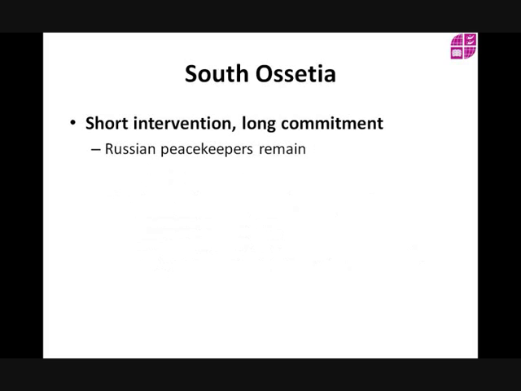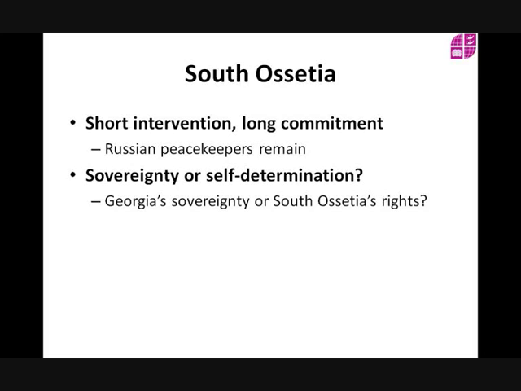So we've had Russian peacekeepers since 1991, they're still there today. And we have this question again, sovereignty or self-determination. Georgia's sovereignty or South Ossetia's rights. So again, going to your question earlier, how many peoples do we have in the world? Do we have 200 peoples? Do we have 1,000 peoples? Do we have 100,000 peoples? Or do we have just 20 as we started out with?